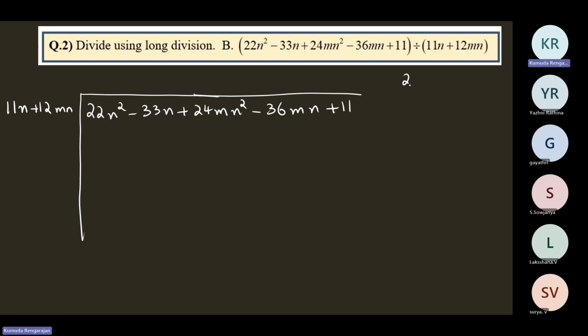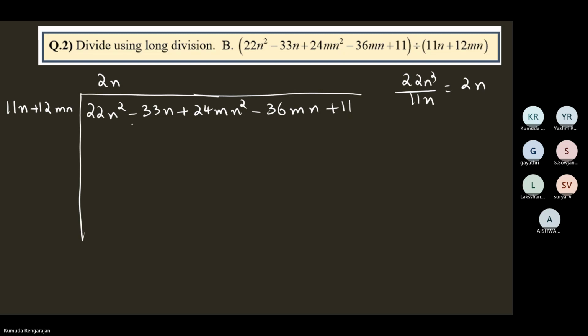Okay. So first, 22n squared divided by 11n is 2n. Yeah, please continue. So now we'll have to multiply 2n into 11n. 2n into 11n, correct? So 22n squared. Now we'll have to multiply 2n with plus 12mn.